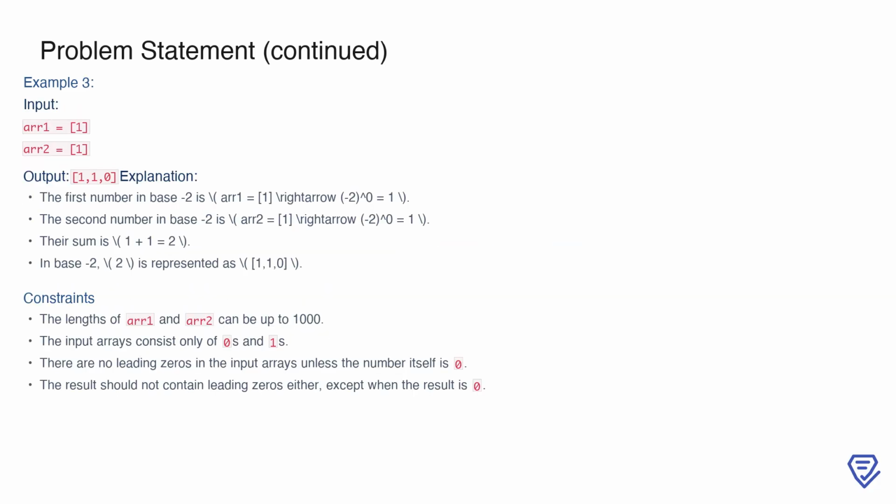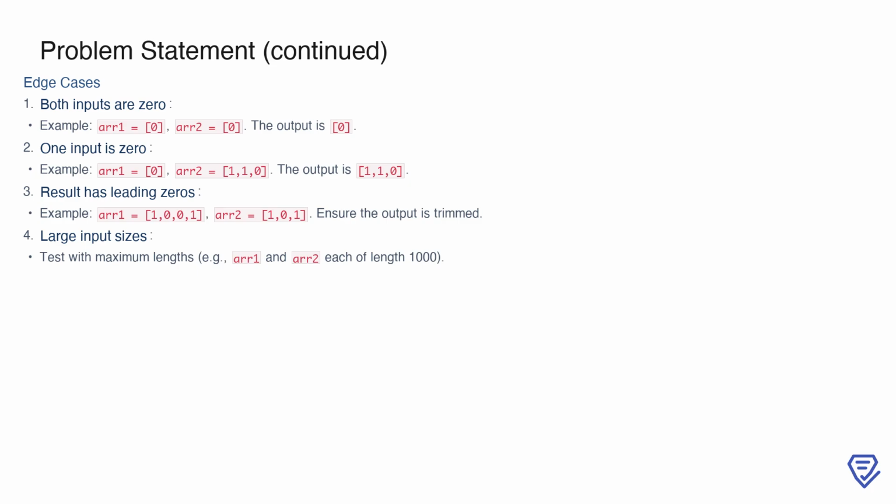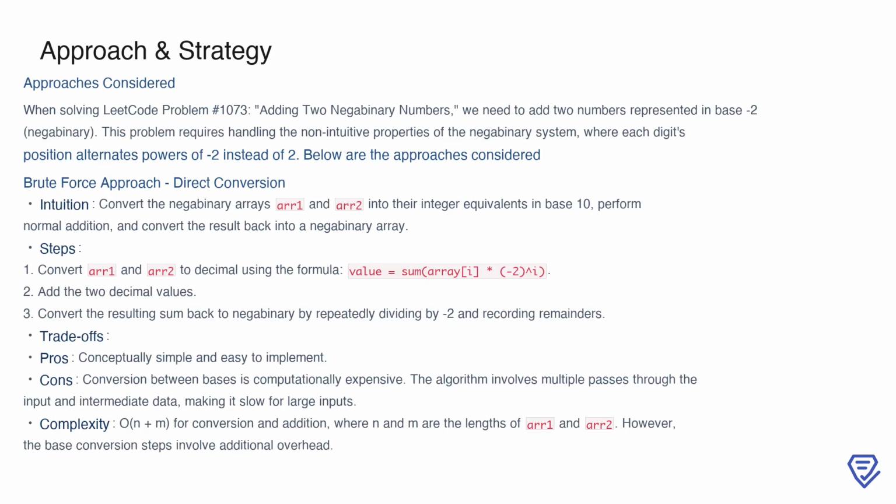To solve the problem of adding two numbers in the Negabinary system, we first need to understand the unique properties of this base. Unlike the familiar base 10 or binary systems, Negabinary alternates powers of -2 for each digit position. This creates challenges when performing arithmetic directly.